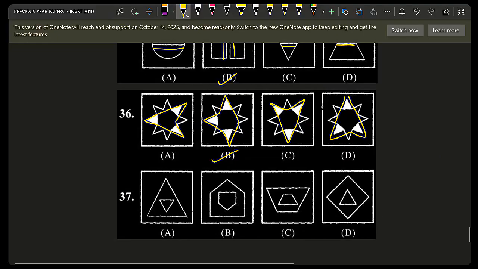And 37. Except figure D, all others have the inner design, but option D does not have it. Triangle, triangle, same. Pentagon, pentagon, same. Trapezium, trapezium, same. But in option D, the outer figure is a square and the inner figure is a triangle, different. So option D is the odd one out.